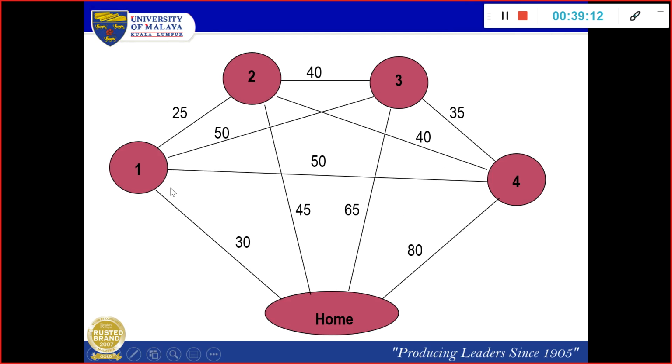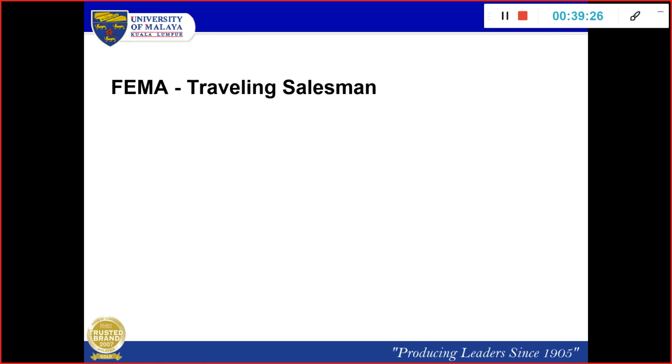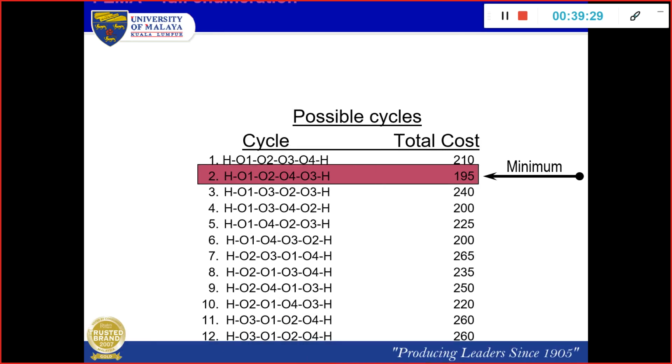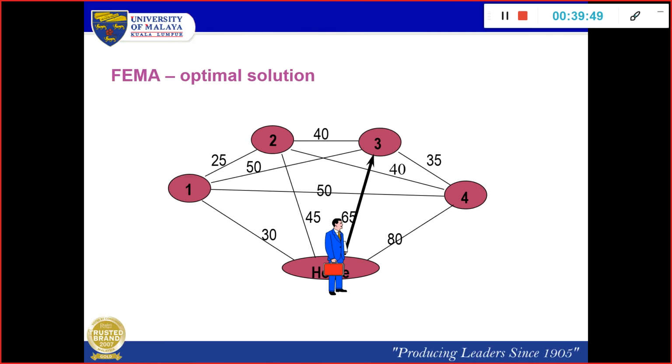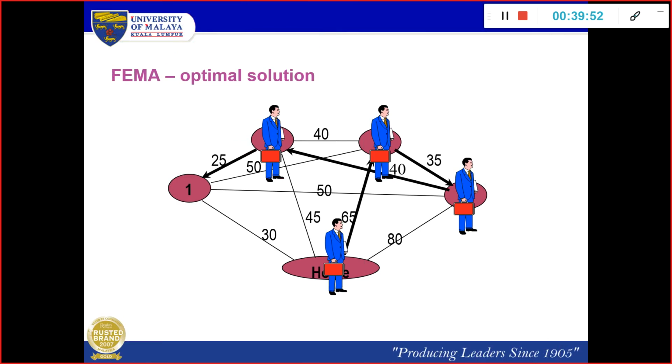So you have home, 1, 2, 3, 2, 4, and so on. So what is the shortest cycle that you can think of? For this problem, we have 5 minus 1 factorial, since you have 5 vertices, 12 cycles. A symmetrical problem needs to enumerate M minus 1 factorial over 2 cycles, okay? So the optimal solution is here.